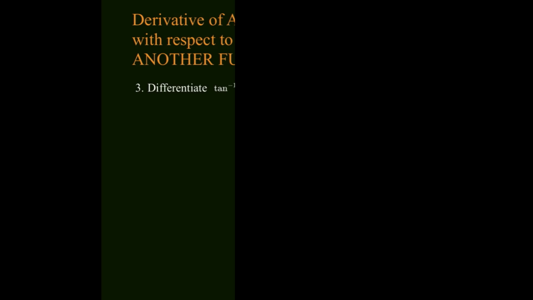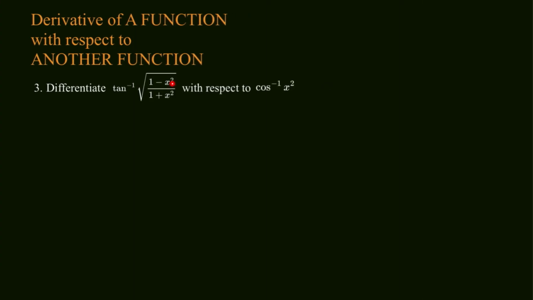Next, differentiate tan inverse of square root of (1 minus x square) over (1 plus x square) with respect to cos inverse of x square. Assuming the first function as u, let u equals tan inverse of square root of (1 minus x square) by (1 plus x square), and the second function as v equals cos inverse of x square. In this second equation, if I take cos on both sides, then I will have cos of v equals x square.